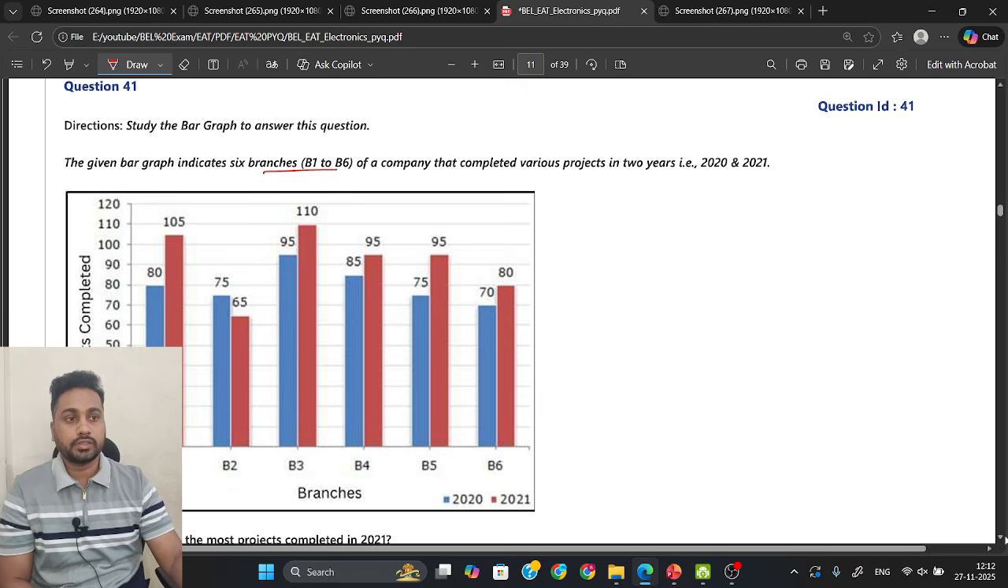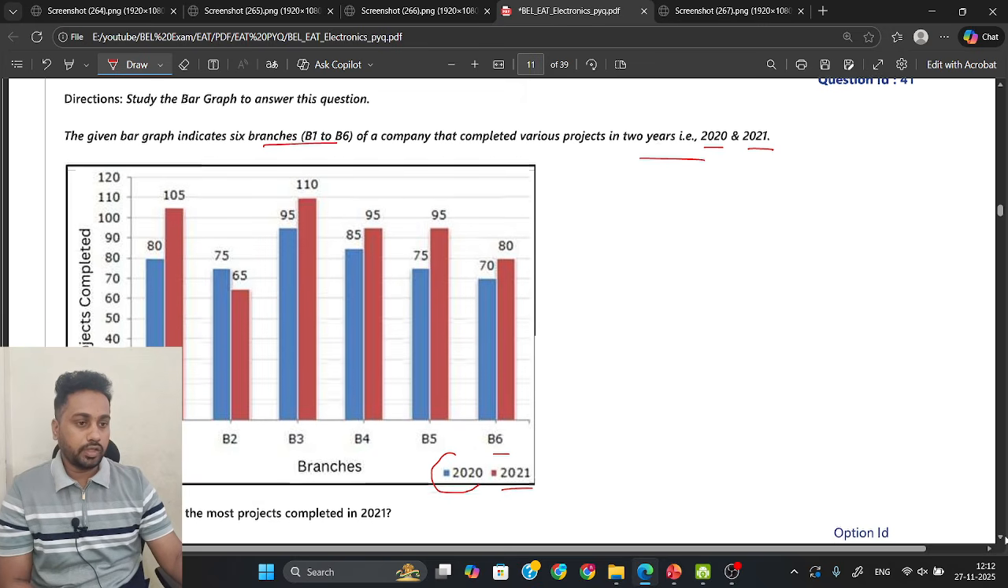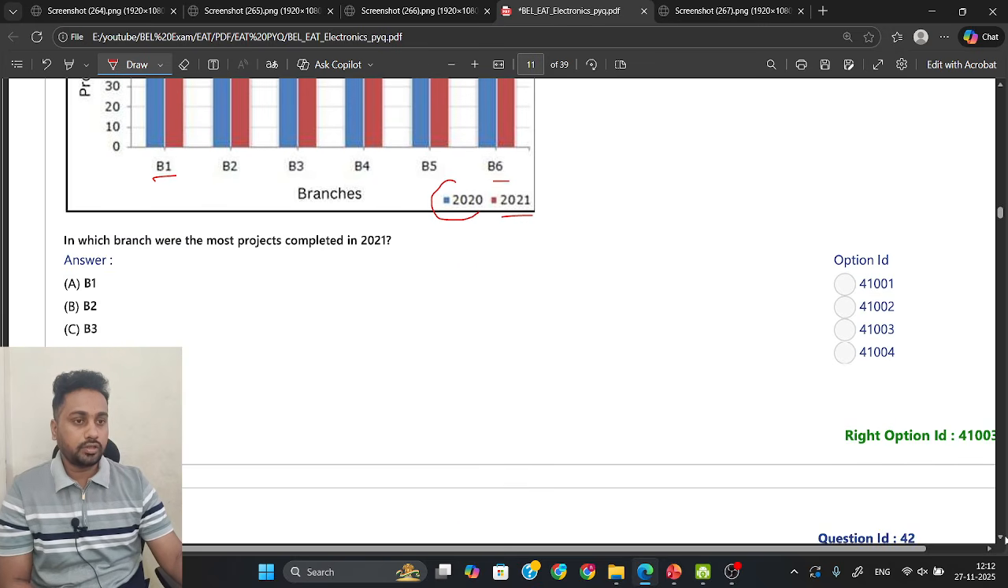It is mentioned 6 branches are there, B1 to B6, and two years, 2020 and 2021. So this blue one is called 2020, and the red one is your 2021 year. Now the question is, in which branch were the most projects completed in 2021?